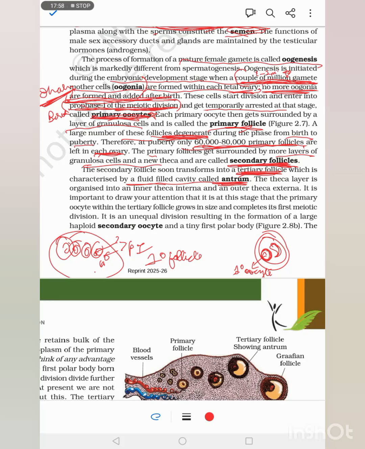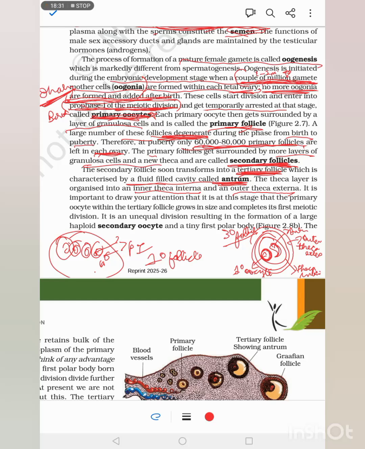By the time it becomes tertiary, it will have more layers: the theca, the inner theca interna and the outer theca externa, and then it has an antrum. This is a tertiary follicle. Then it has an oocyte also.